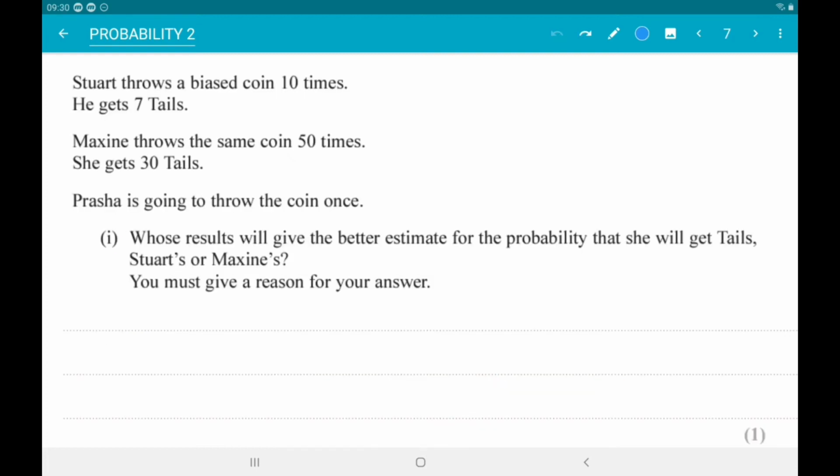Next up, Stuart throws a biased coin 10 times and gets 7 tails. Maxine throws the same coin 50 times and gets 30 tails. Prasha is going to throw the coin once. Whose results give the better estimate for the probability Prasha will get a tails? Give a reason for your answer. So it's Maxine, because she threw the coin more times than Stuart. So we could say a greater number of throws.